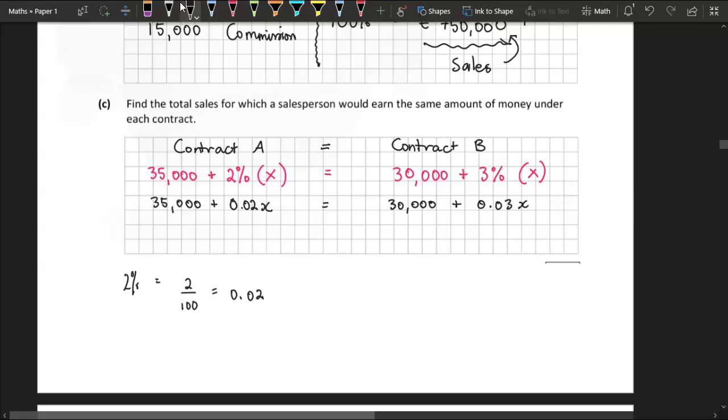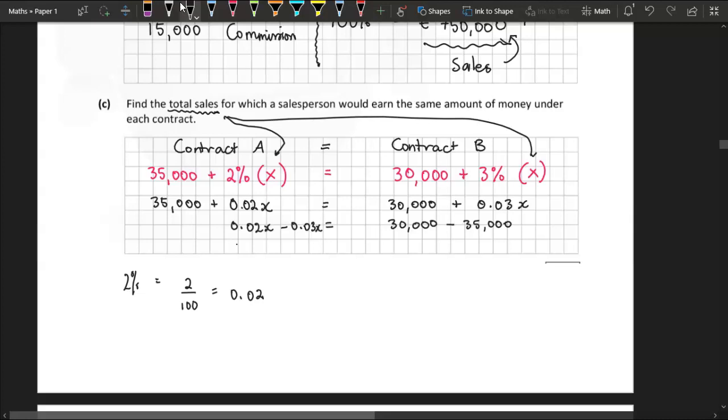And again, what are we looking for? We are looking for the total sales. The total sales here is going to be x, right? So sales is always the x values. So what we need is we need to find x on its own. So anything with an x on it, get it on one side. So we got 0.02x is going to be equal to, we bring over the 0.03x. And then bring over the 35,000. And then tidy up your numbers.